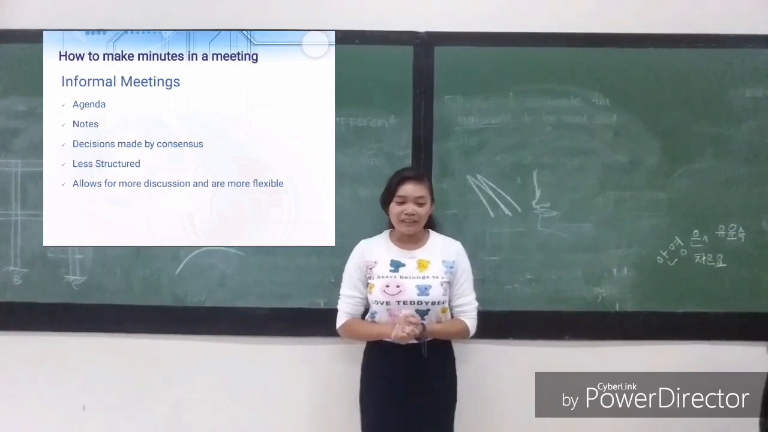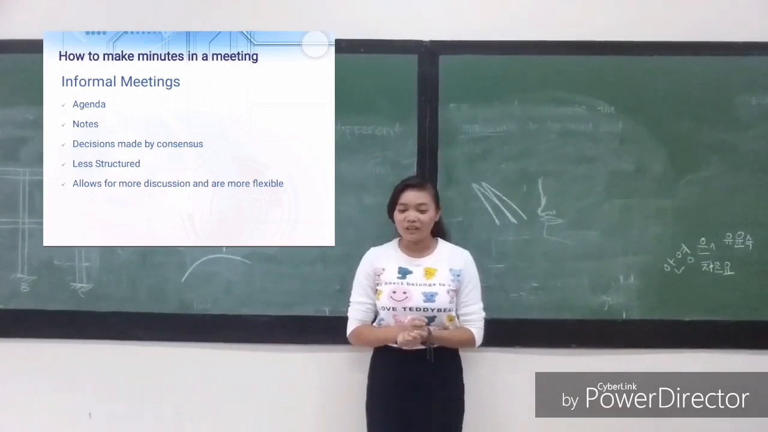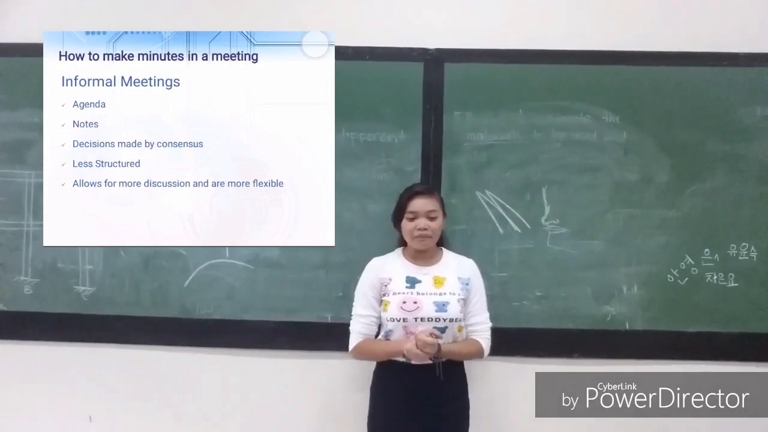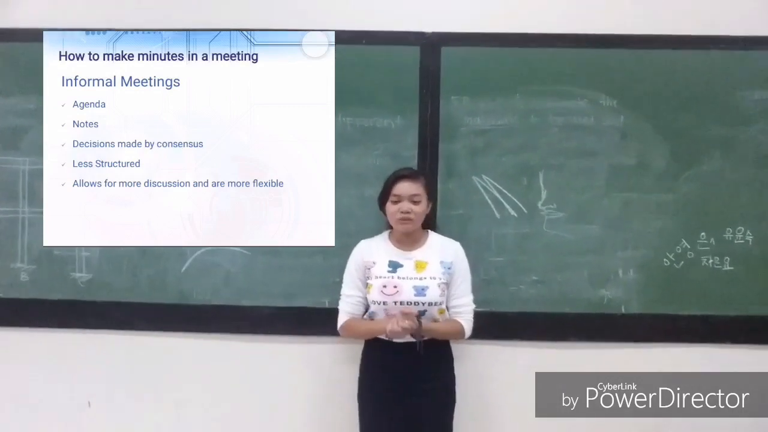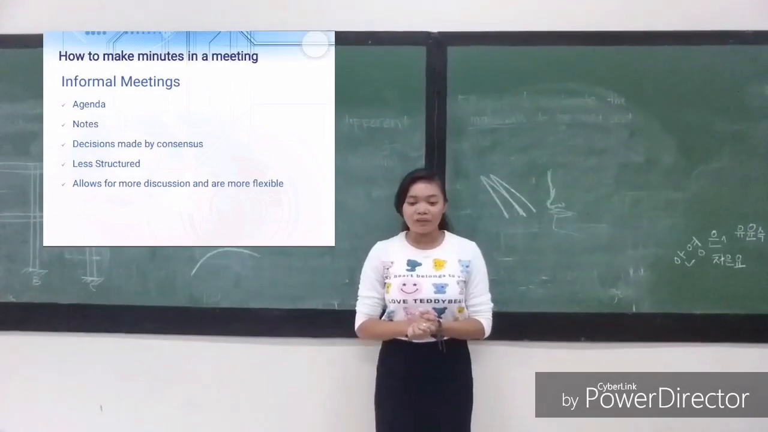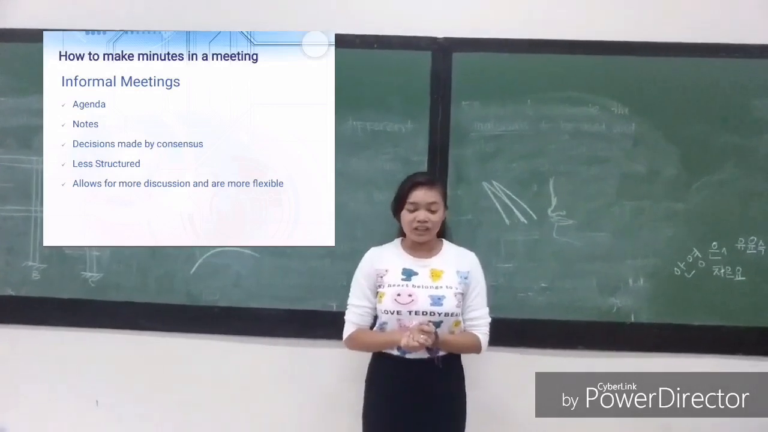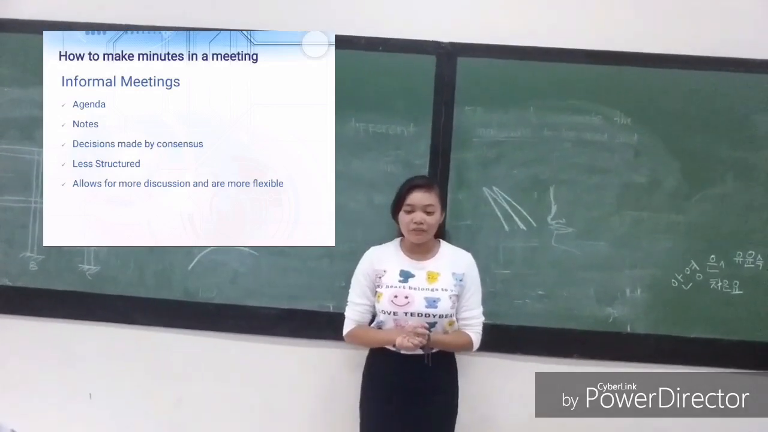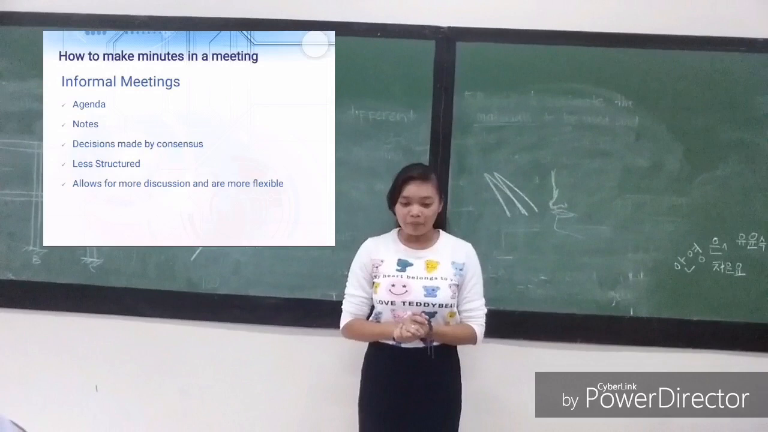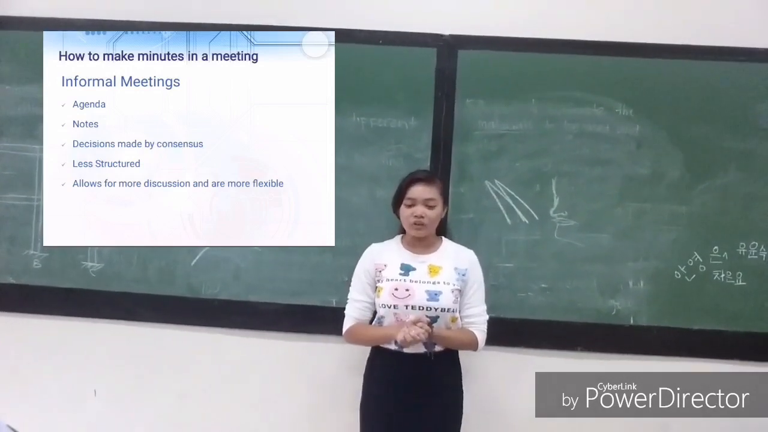Taking notes, one is focusing on a general outline of decisions that were made. Decisions are made by consensus. Consensus means general agreement. It is a process in which group members agree to support a decision. And the last one is less structure. This can happen if the meeting is not controlled properly and is most likely to happen when there isn't an actual chairperson.